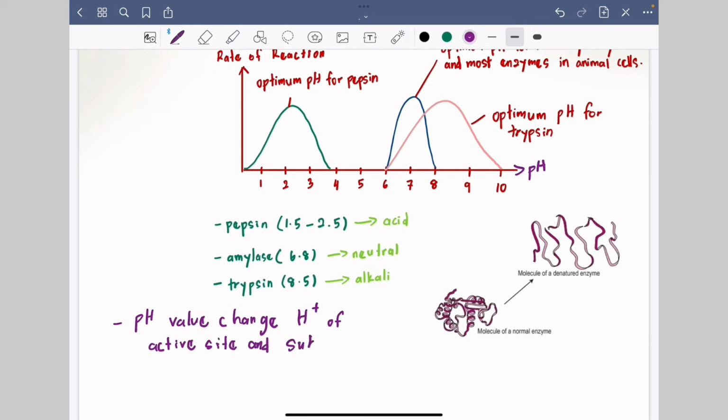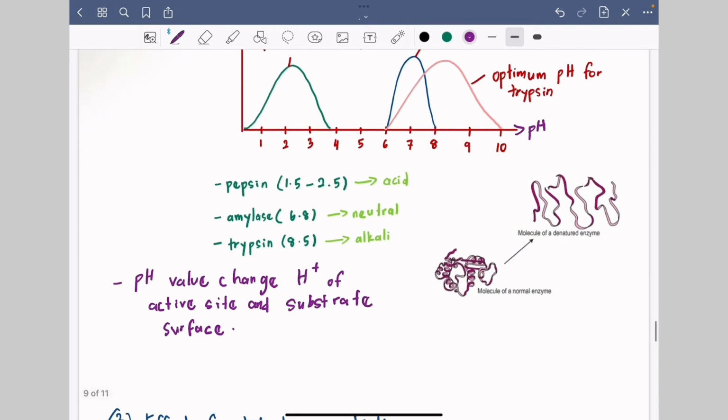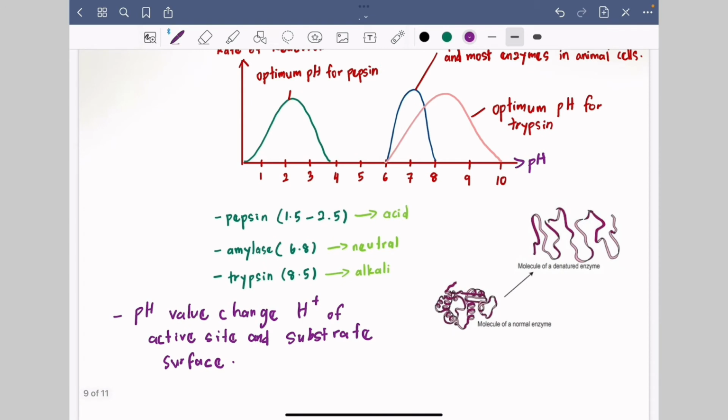And substrate surface. Because they are not compatible, the enzyme-substrate complex cannot be formed. When the pH is not at the optimum level, the reactions cannot take place, and then as the pH goes back to its optimum, the enzyme can return to normal.